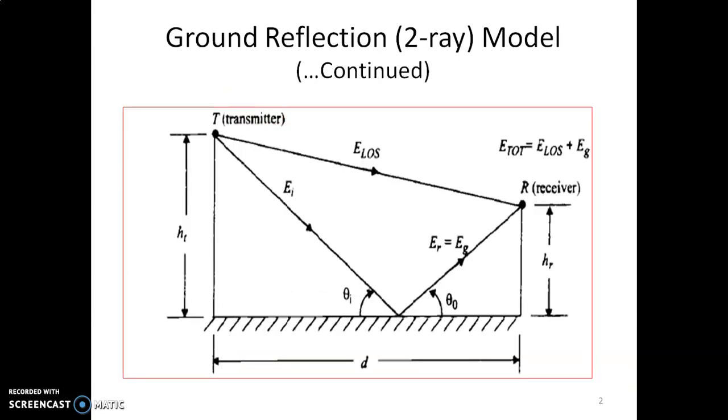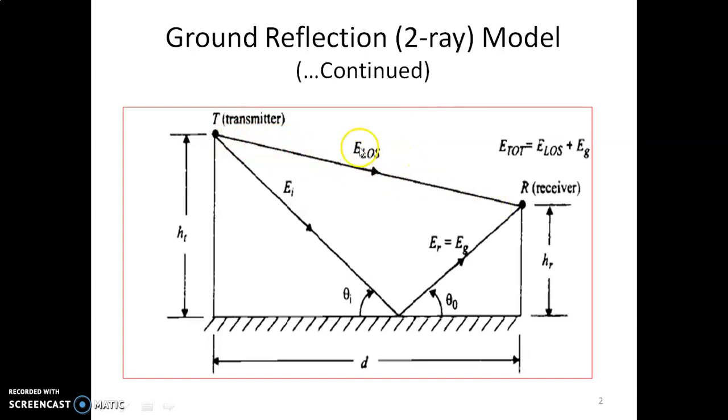So this is the diagram for the two-ray model. Here they have placed the transmitter. This is the receiver, and HT indicates the height of the transmitter. This is your ground level. The transmitter and receiver are separated by a distance D, and this is a line of sight signal.